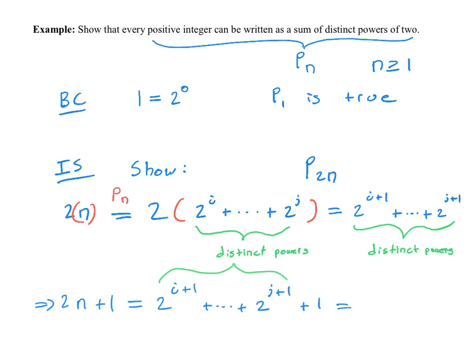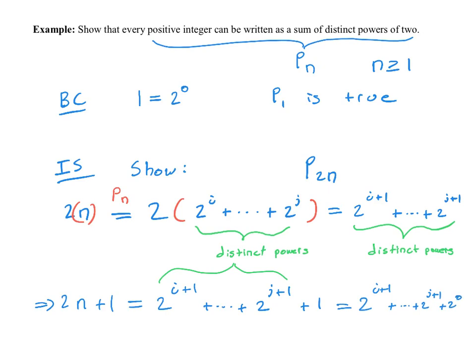Okay, so what we have to do is make sure that the number that we've written out over here is a bunch of different powers of 2. So the only problematic term is this one right here, 1. But luckily, 1 can be written as 2 to the power 0. So let's do that. So we would have 2 to the power i plus 1 plus dot dot dot 2 to the power j plus 1 plus a 2 to the power 0.